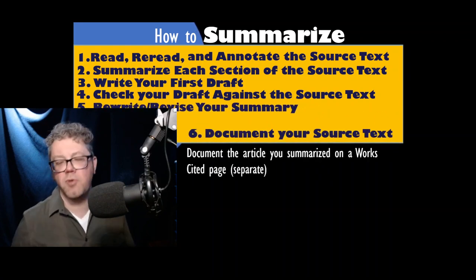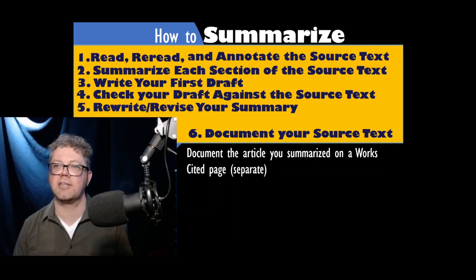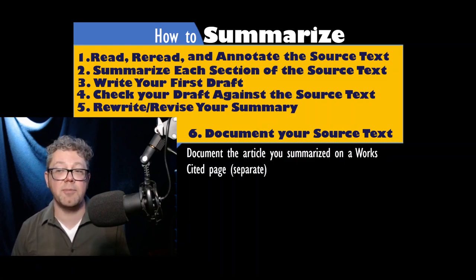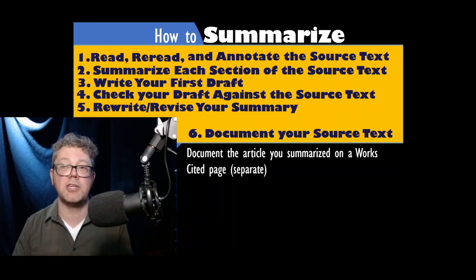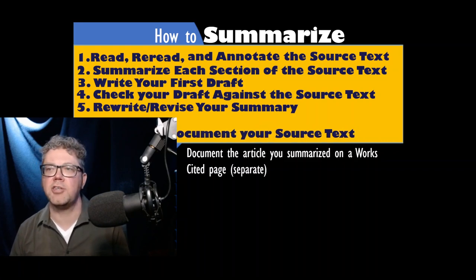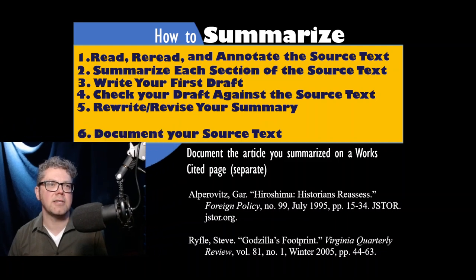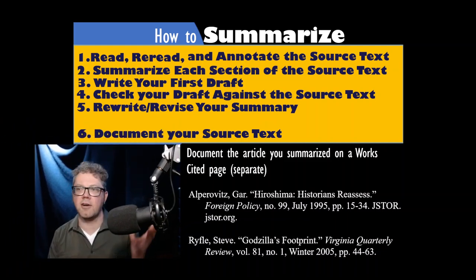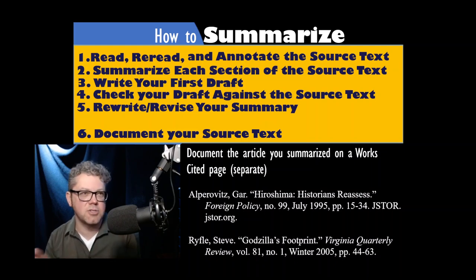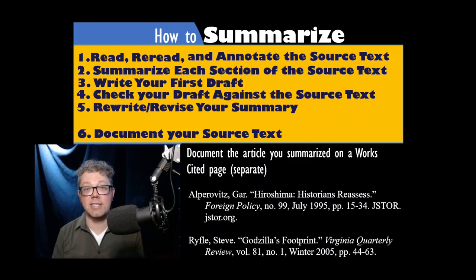And then finally, and we're going to come back around to this, so don't get too worried about it right now. You're going to document your source text. You're going to document the article you summarized on a works cited page that will be separate, not a separate document, but a separate page within the document that you supply. And so you're going to have a page where you include Gar Alperovitz's name and Steve Reifel's name and the name of their articles, etc. And it's very bitsy and it looks really weird. We're going to come back to that later, okay? We're going to come back and we're going to talk about this. This is what we call citation style.